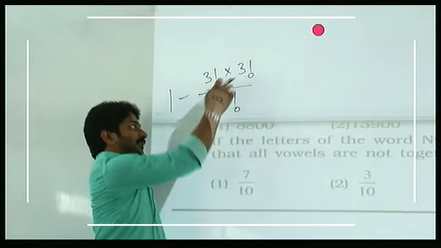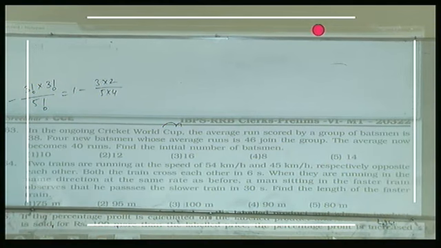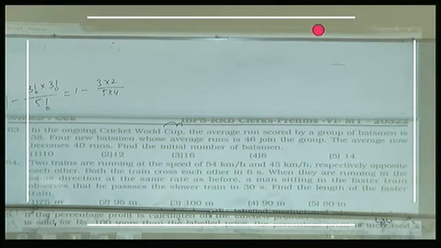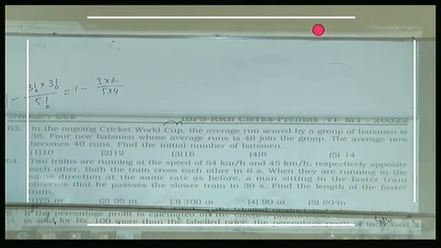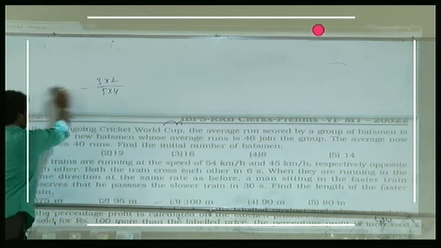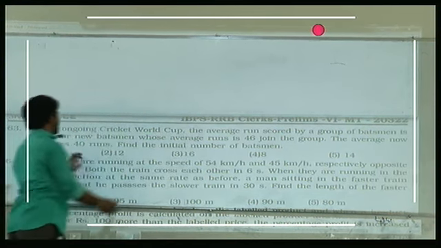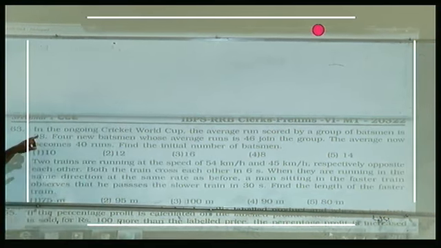4 new batsmen whose average runs is 46 join the group. The average now becomes 40. Now find the initial number of batsmen. Let's say we have X members, don't know how many members are there, whose average is 38. To this group you are adding 4 more people whose average is 46.